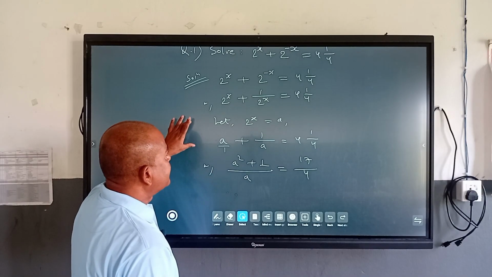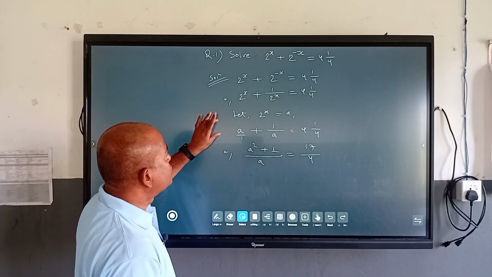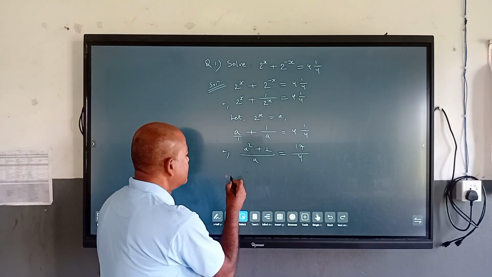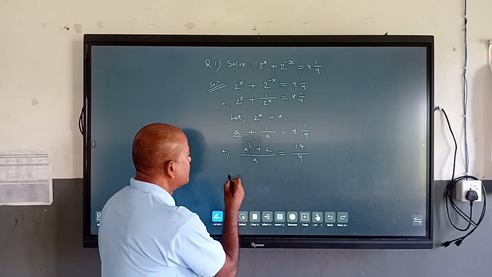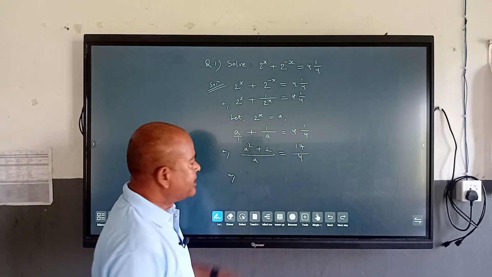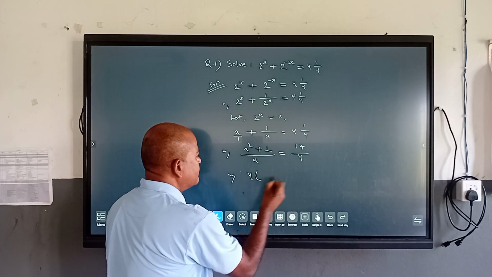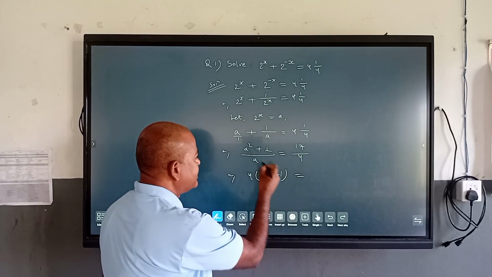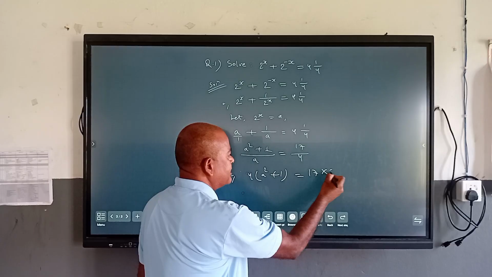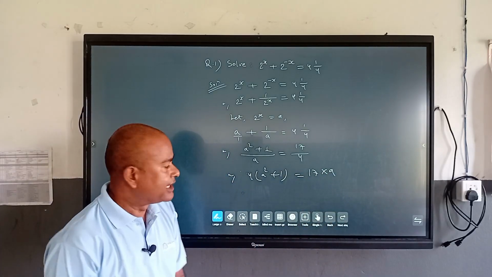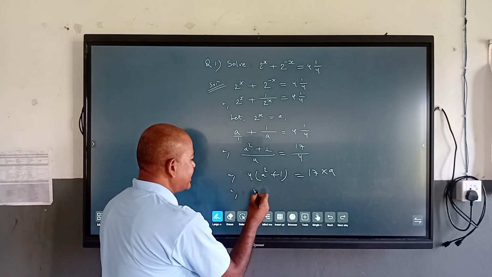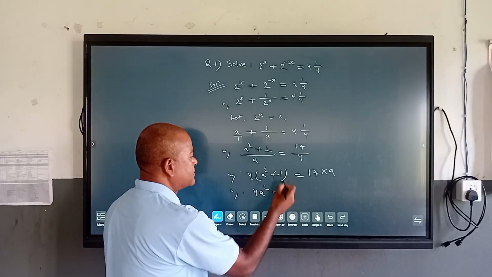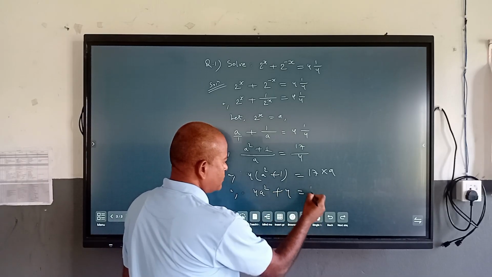Now let's do the cross multiplication. If we do cross multiplication, we get 4 times a square plus 1 equals 17 times a, that means 17a. Now let's open the bracket: 4a square plus 4 ones are 4 equals 17a.